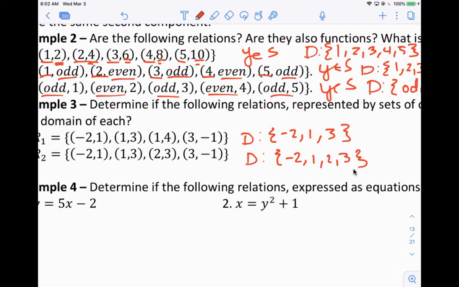All right, domain's super easy. Just had to grab all those independent variables. If I happen to see one listed twice, I don't write it twice, okay? And that's actually going to help me draw something here. So which one of these is a function? One of them is and one of them is not.